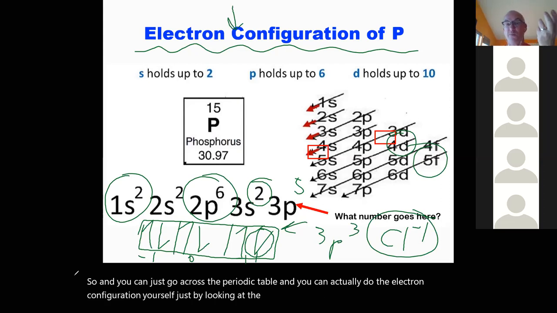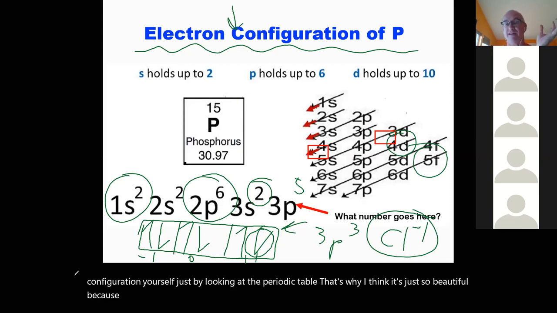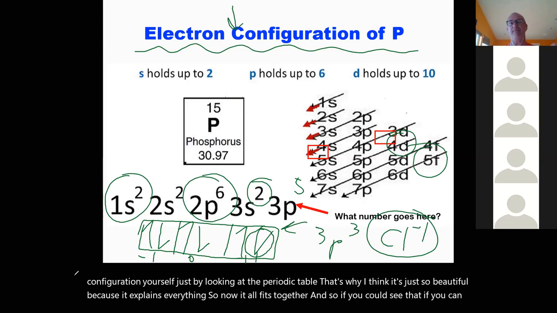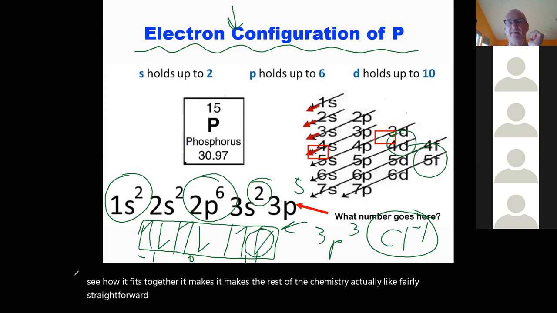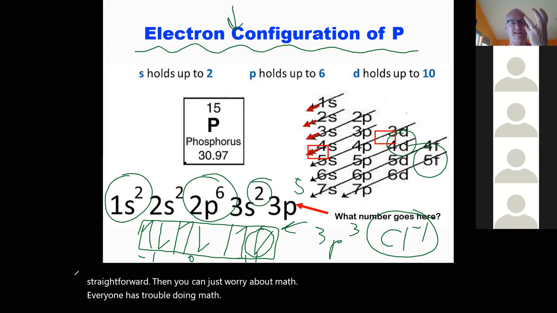That's why I think it's just so beautiful, because it explains everything so nicely. It all fits together. And if you can see how it fits together, it makes the rest of the chemistry fairly straightforward. Then you can just worry about math, because everyone has trouble doing math. But this is beauty, right?